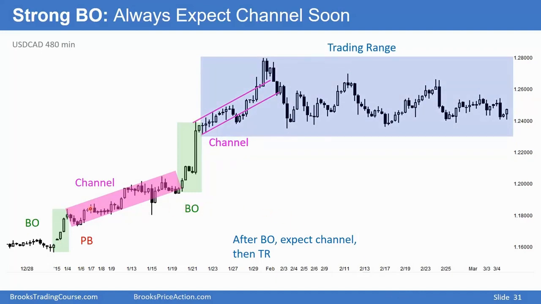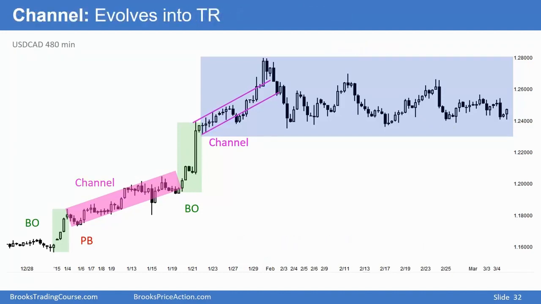Market cycle. Bull breakout, channel, maybe trading range, or maybe just bull breakout, channel, and then bull breakout again. 25% of the time you get that. The market cycle starts over again, bull breakout, channel, and then trading range. And then the market waits for a breakout up or down, and then the market cycle will start over again.